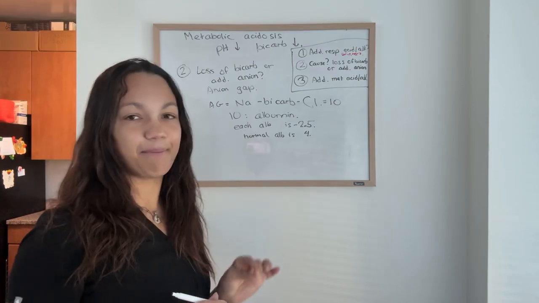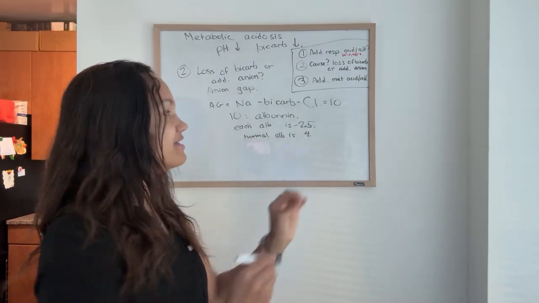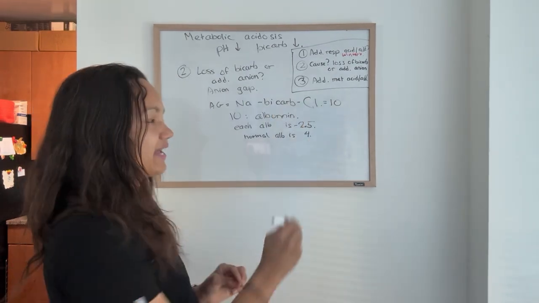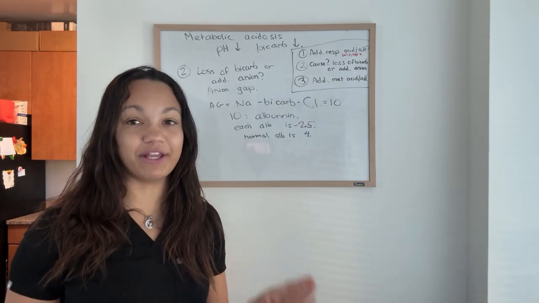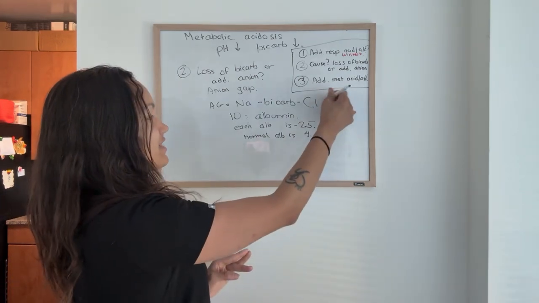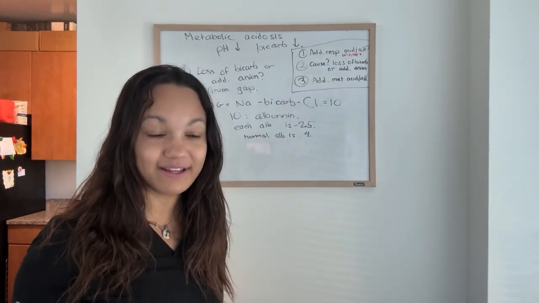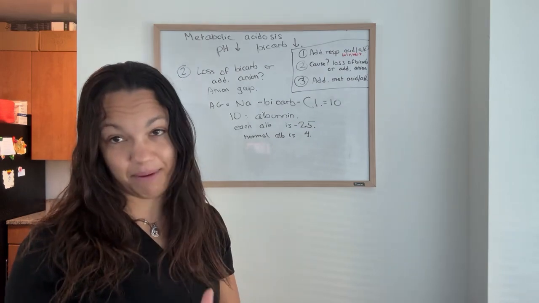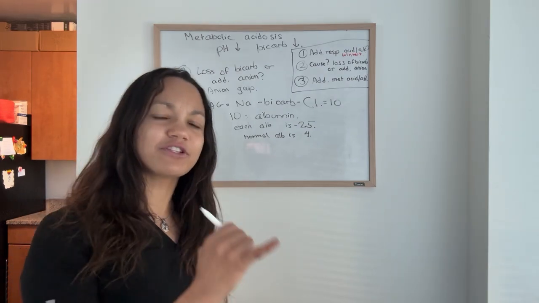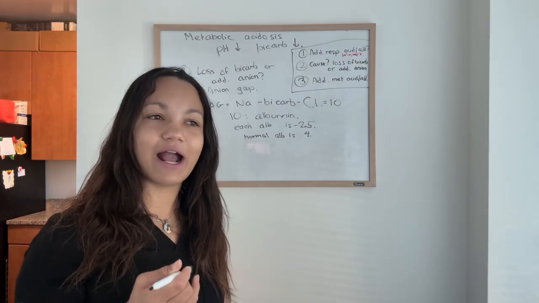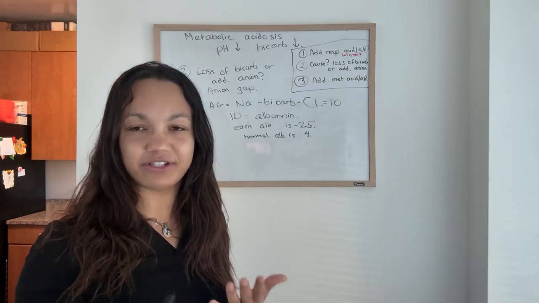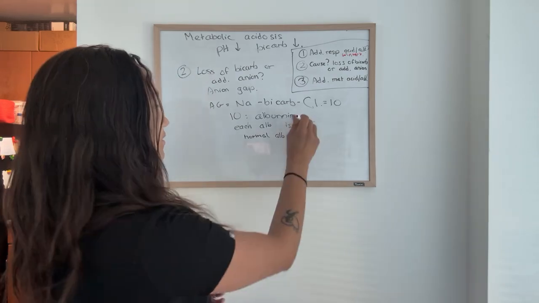The reason I am pointing this out is that if in your anion gap calculation you have an albumin of 4, and you're saying your normal anion gap is 10, that's assuming that your albumin is 4. What if it's lower than 4? What if you look at your patient's albumin and it's actually 3?